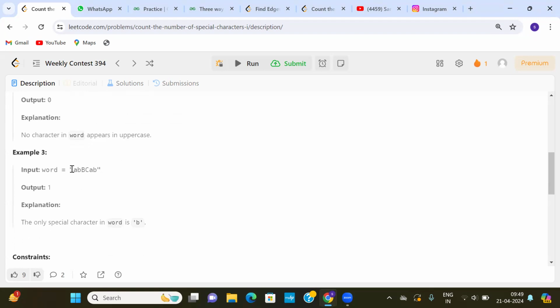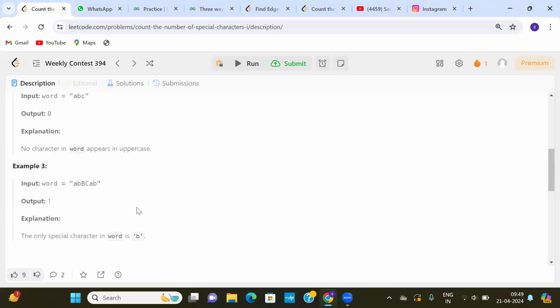In a similar way, in example number 3, I can clearly see that only small b is present both in uppercase as well as in lowercase. So it is a special letter, so I will return 1. A is present only in lowercase, whereas C is present only in uppercase. So A and C will not be recognized as special letters. So I am going to return the output as 1.